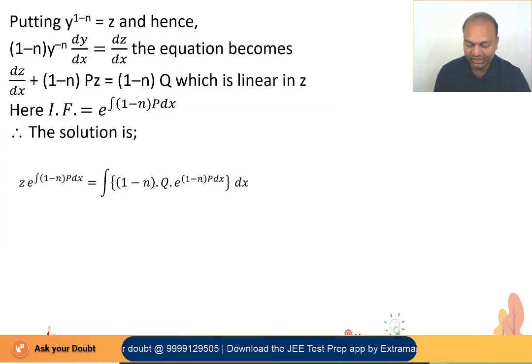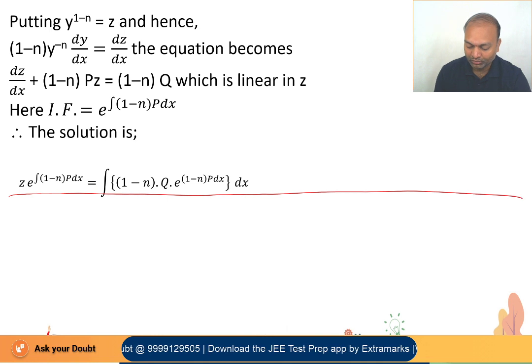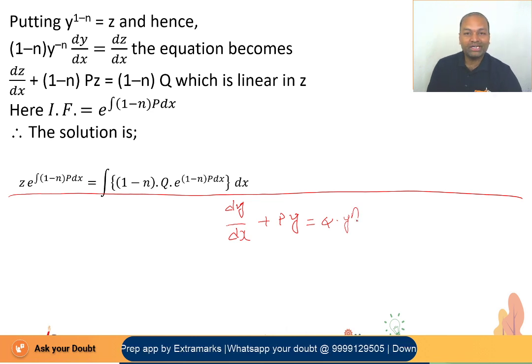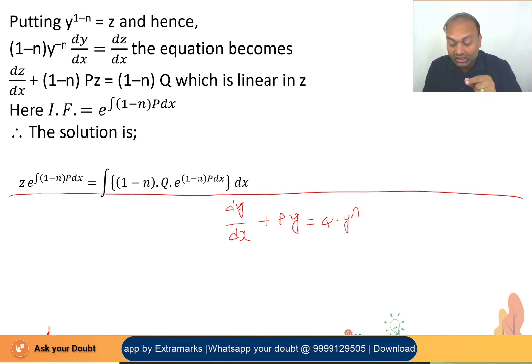Okay, here I am writing, just observe this one. The actual equation is dy by dx plus py is equal to q into y power n. Right? So what about our point?